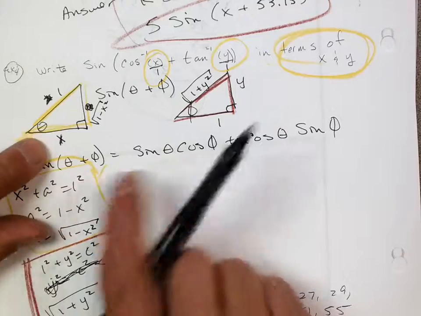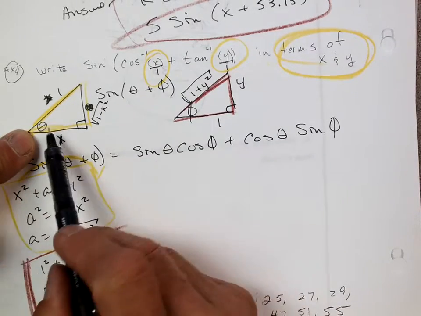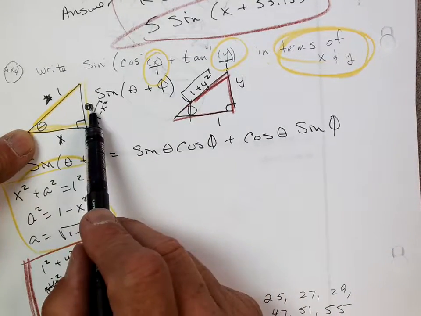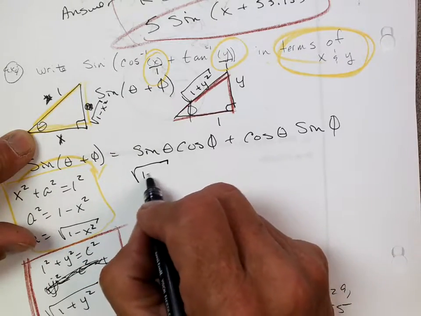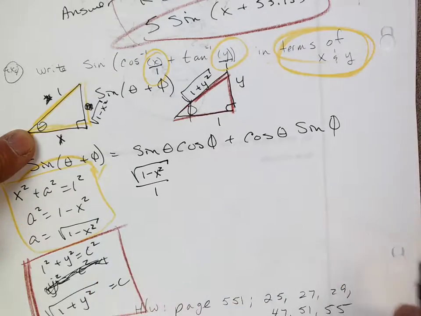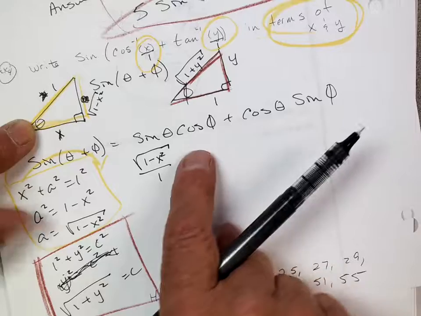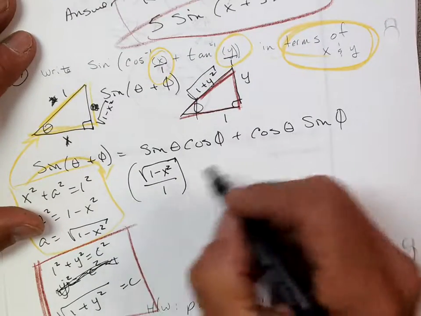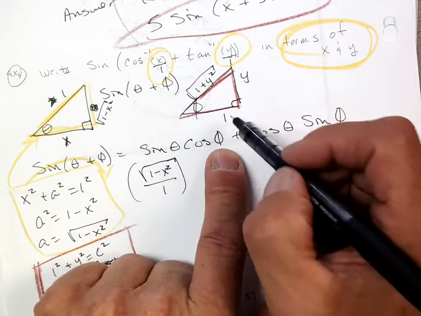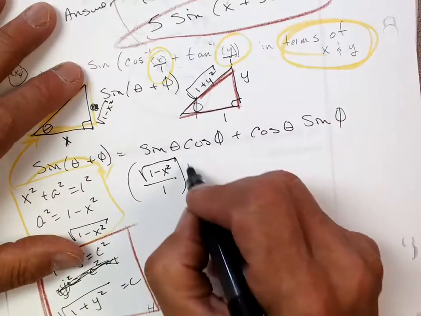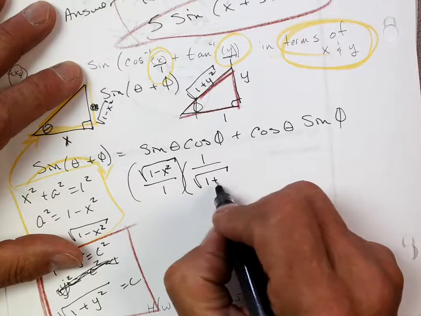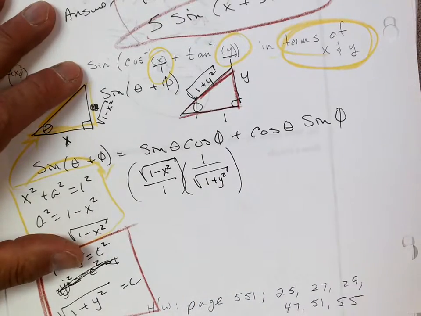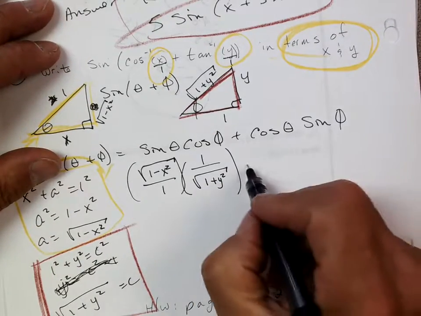Sine of theta. Sine is opposite over hypotenuse, isn't it? So this is going to be the square root of 1 minus x squared over 1. I don't need the 1, but, you know, opposite over hypotenuse, okay? Times cosine of phi. So let's go to my phi triangle. Cosine's adjacent over hypotenuse, so it's going to be times 1 over the square root of 1 plus y squared. Okay? Told you this is a hard one, right?